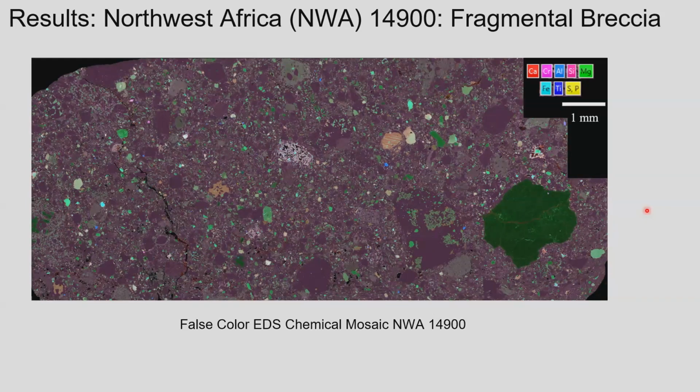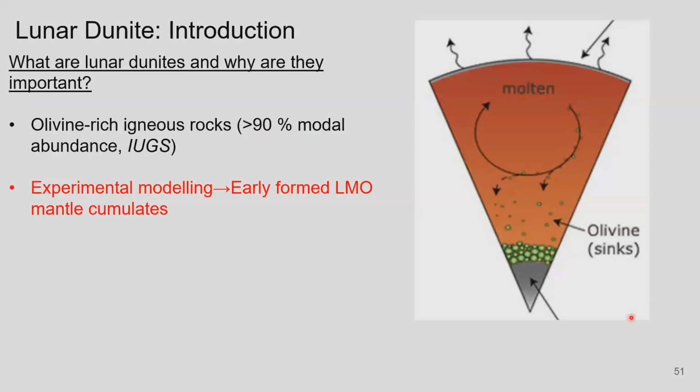But I want to draw your attention here to this one clast right here. This is the largest clast in this meteorite, and it's all green. That's because it's dominated by this one mineral, olivine, and it is called a dunite. Now, what are lunar dunites? I have to go a bit more into explaining what they are, but basically they're olivine-rich igneous rocks, so almost entirely comprised of just one mineral, olivine.